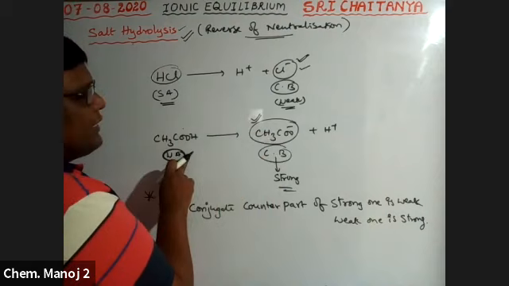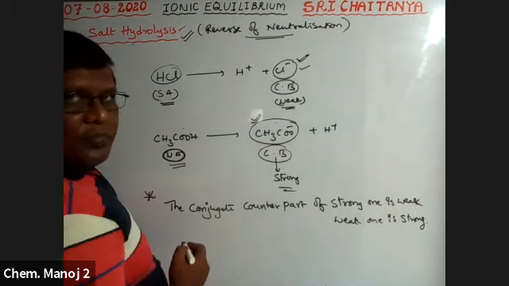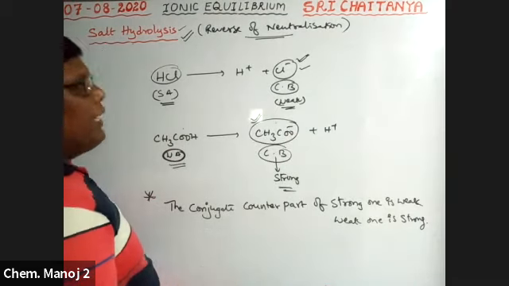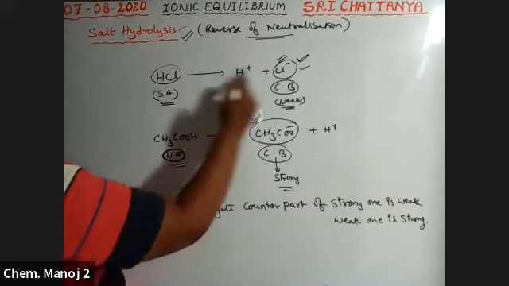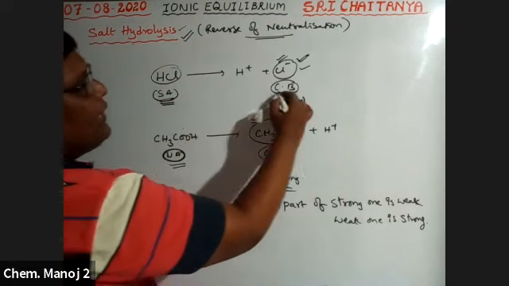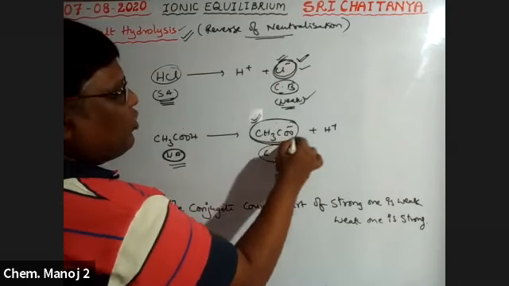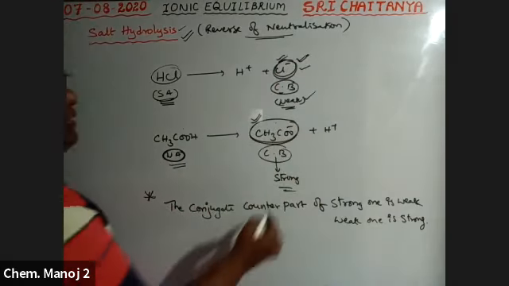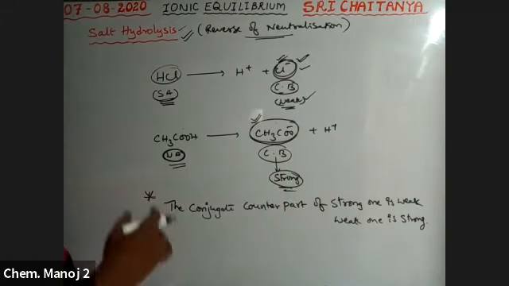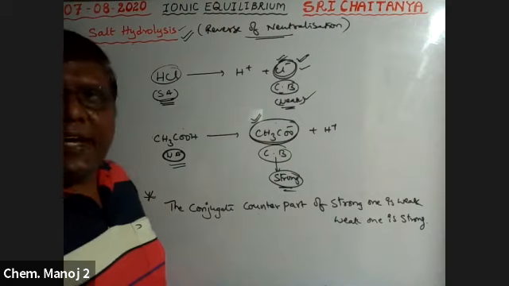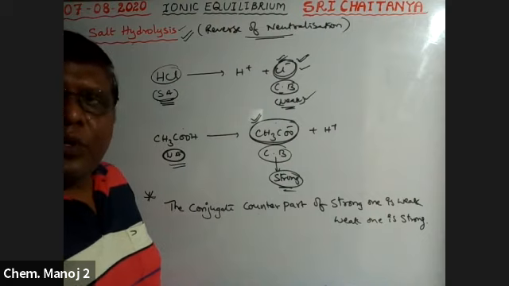Because this is coming from a weak acid, this ion is strong. Because this is coming from a strong acid, it is weak. Therefore, this Cl minus ion is a weak ion, and this CH3COO minus ion, the acetate ion, is a strong one. This is the way to identify which ion is strong and which ion is weak.